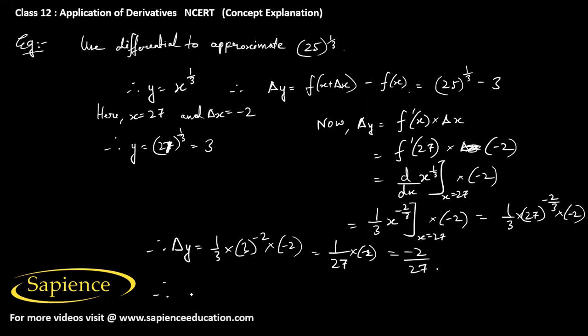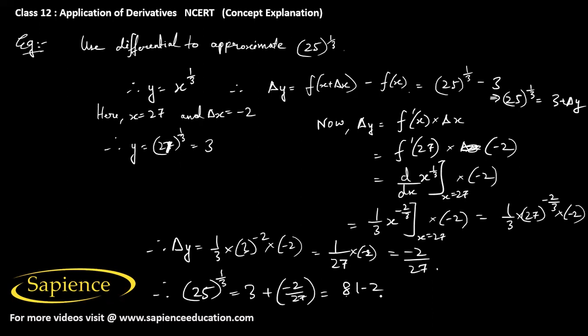Now therefore the required value of 25 whole power 1 by 3, from here we can see that 25 whole power 1 by 3 will be equal to 3 plus delta y. So that will be equal to 3 plus minus 2 by 27. So that will be, 27 threes are 81, minus 2 by 27. So that will be 79 by 27.